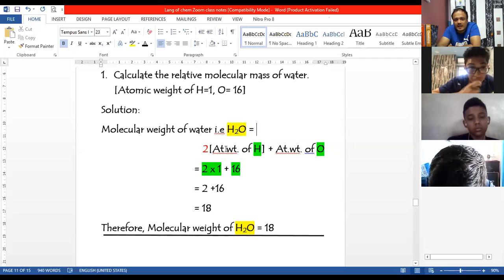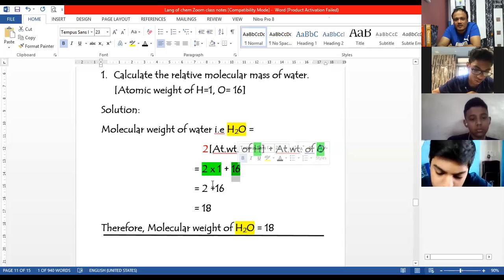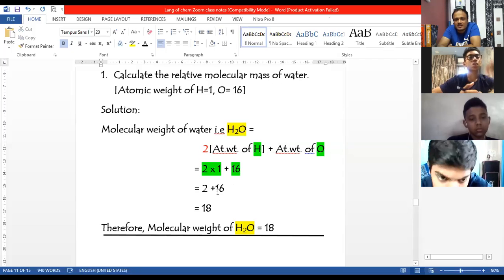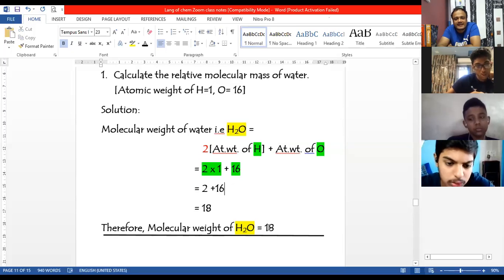The atomic weight of hydrogen is given in the question, which is 1. So I'll substitute the value here, that is 1, plus the atomic weight of oxygen, which is 16. So 2 into 1 becomes 2, plus 16. So 2 plus 16 gives you 18. And that is the molecular weight or relative molecular mass of water. So the relative molecular mass of water is 18.